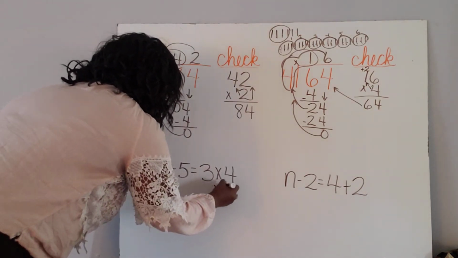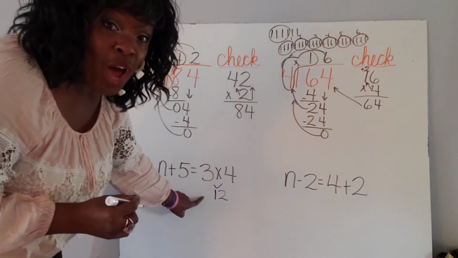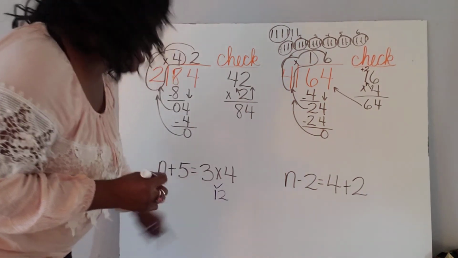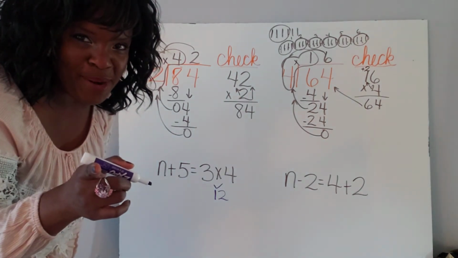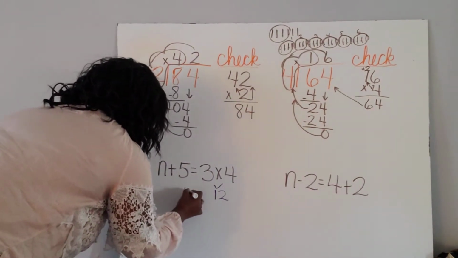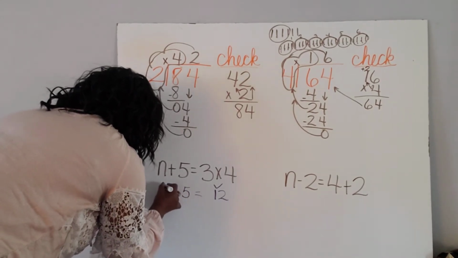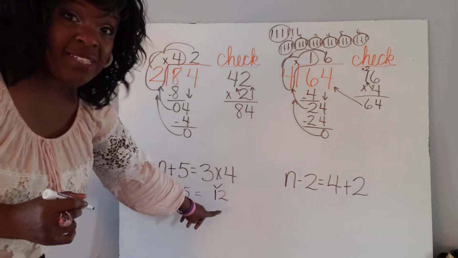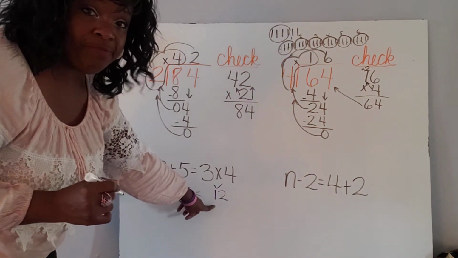So once you do the known side, the side that you know, you write that answer down. Then what do we do? Do some of you remember? Bring everything else down. Yes, very good. So bring everything else down. n plus 5 equals 12.